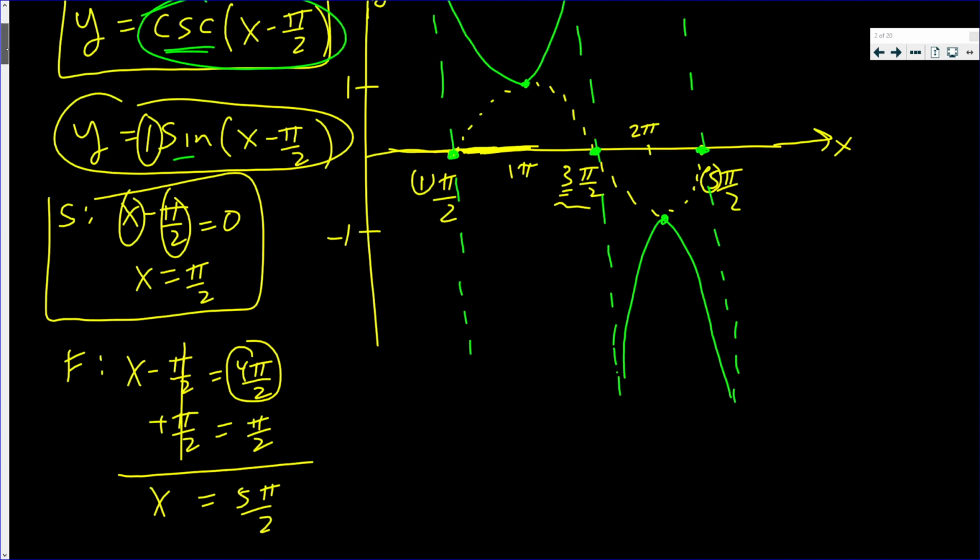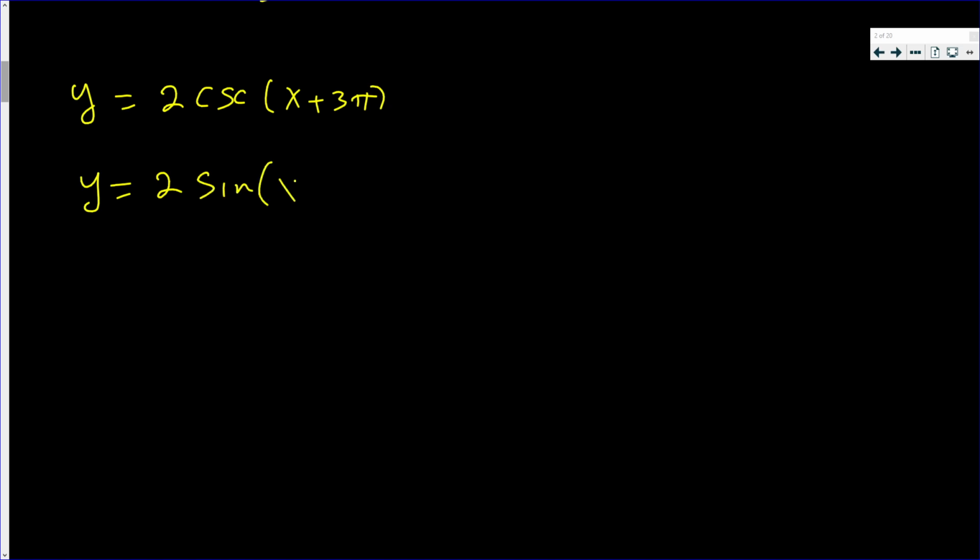Let us try some more. Suppose you were asked to graph y is equal to 2 times the cosecant of x plus 3 pi. Okay, so first we graph y equals 2 sine. The reciprocal of cosecant is sine. We graph this.